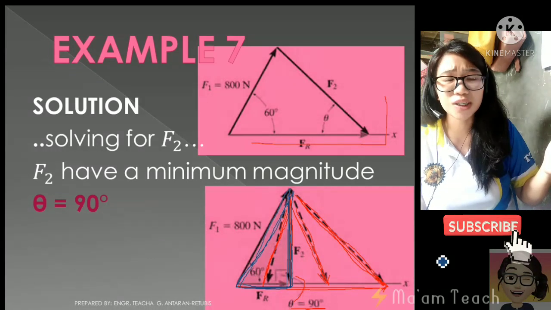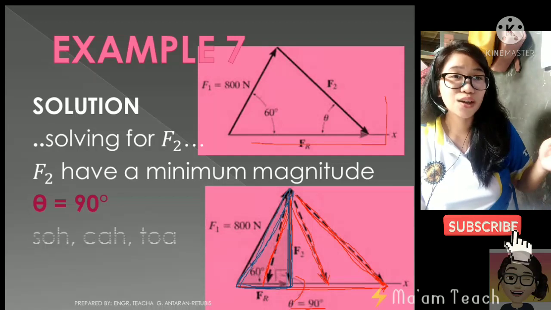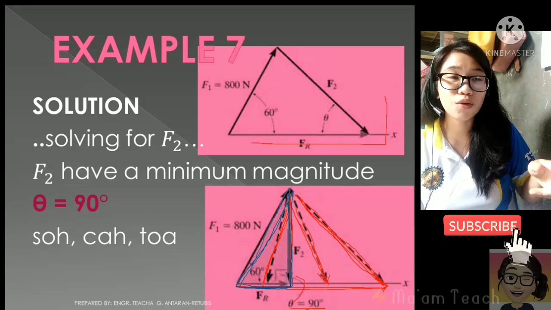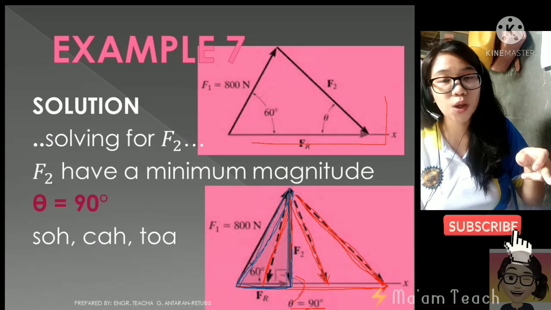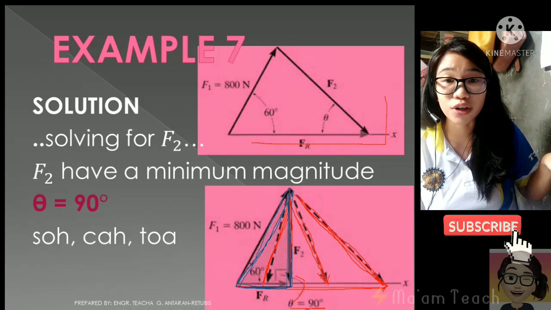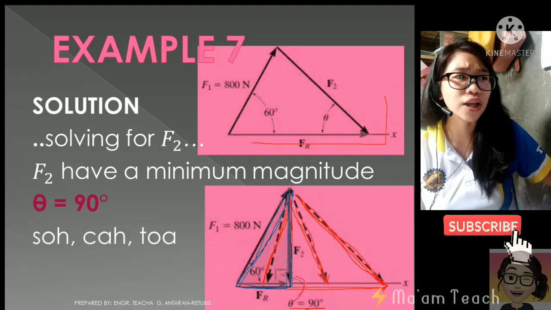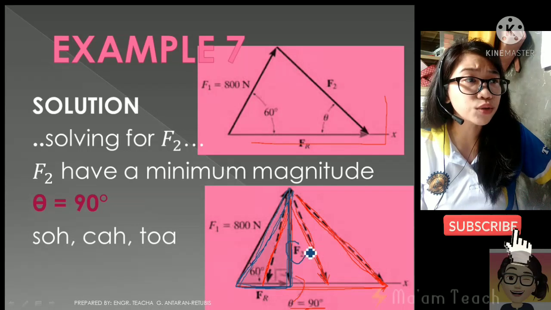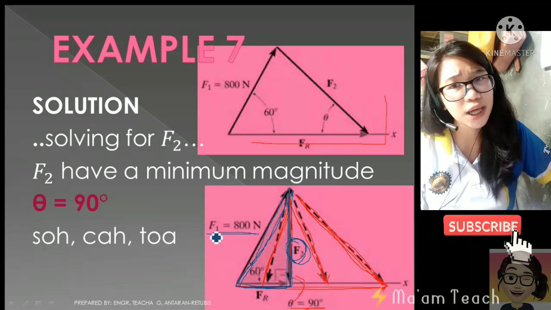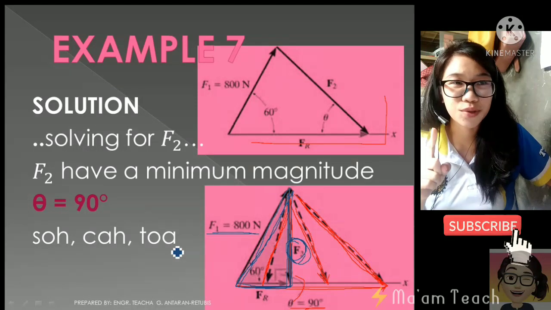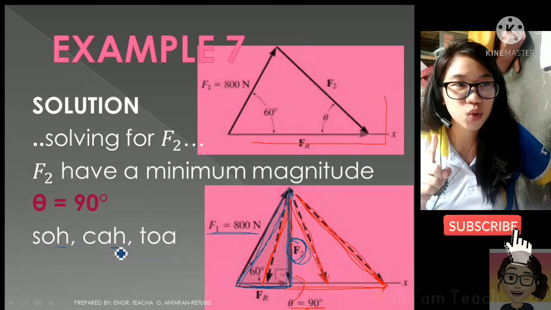Since this is a right triangle, we can use the SOHCAHTOA. Can you recall SOHCAHTOA? SOH represents sine, opposite over hypotenuse. CAH represents cosine, adjacent over hypotenuse, while the TOA is for tangent, opposite over adjacent. Now, what do you think? In this situation, our target is what again? Our target is f sub 2. Our given is f sub 1. F sub 1, as you can see here, is the hypotenuse of our right triangle. So, take note, hypotenuse.